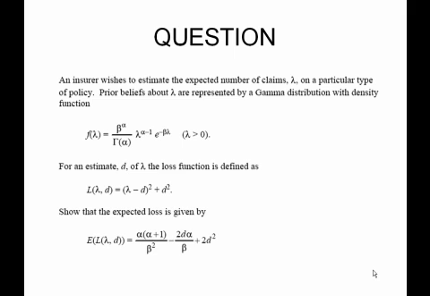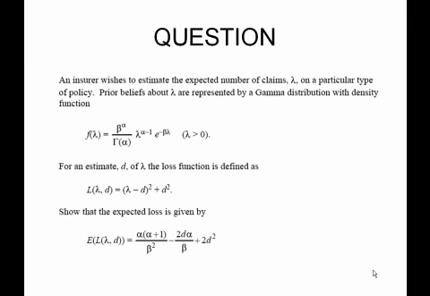An insurer wishes to estimate the expected number of claims, lambda, on a particular type of policy. Prior beliefs about lambda, we're told something about lambda, is that it follows a gamma distribution. Gamma distribution, do you know what a gamma distribution is? Do you know where to find it in the tables? We're given the density function for that. We can look at our tables to see what parameters that means this gamma distribution actually has.